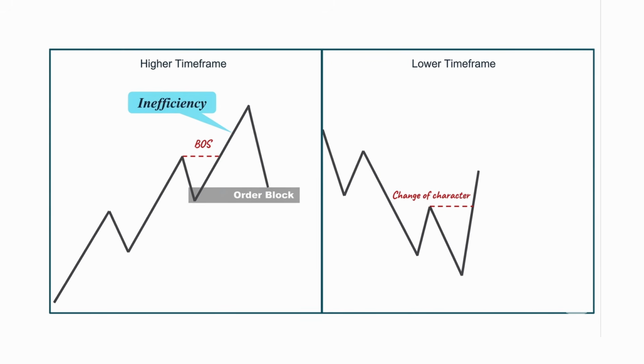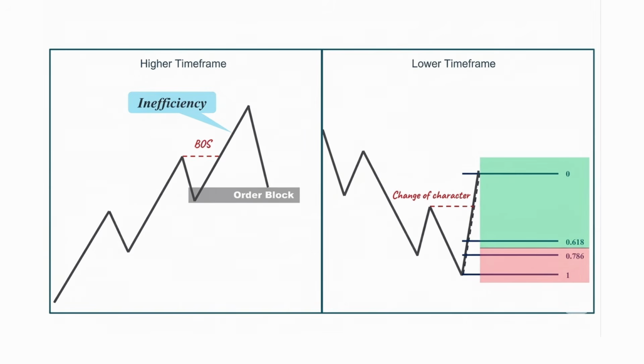In this case, we enter the market with the aid of Fibonacci retracement levels. We will put the retracement tool from the start of the change of character to the end and place our buy position precisely in the middle of the 0.618 and 0.786 retracement levels. This trading strategy is not limited to any time frames. But remember, your entry time frame must be 2 times lower than your higher time frame.